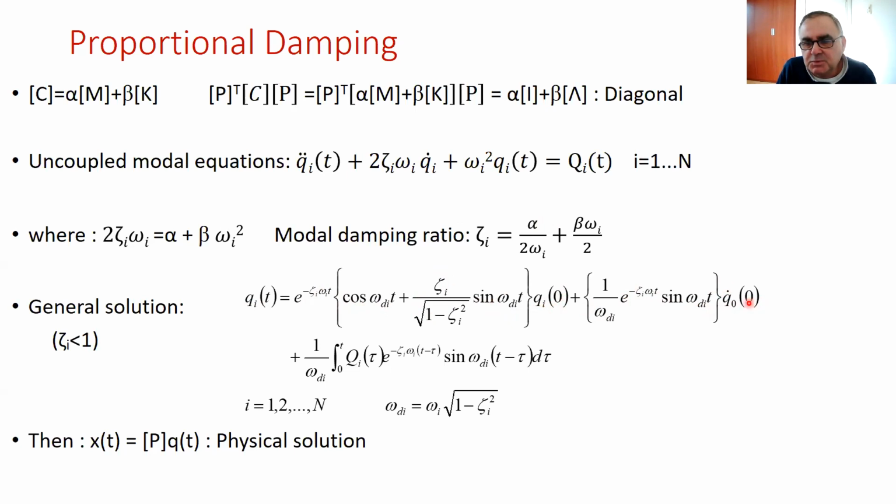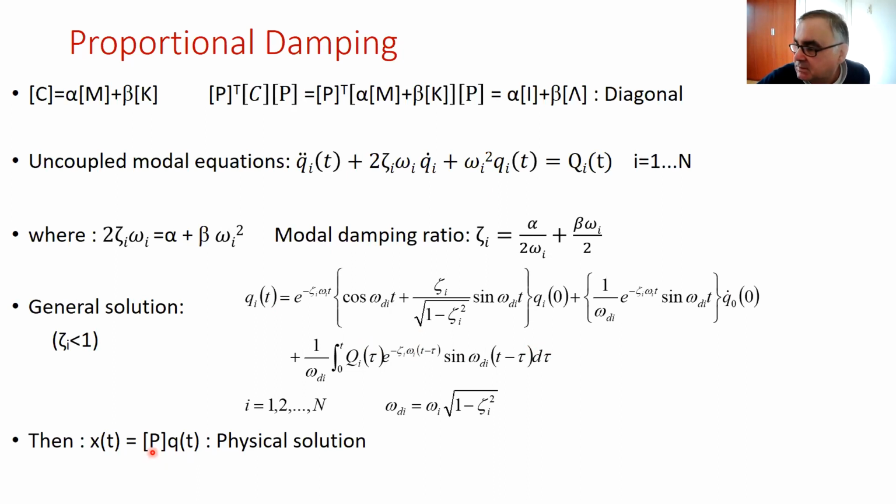This part is the response to the initial condition Qi 0, okay? And this is the response to capital Qi, which is the generalized force with respect to the ith generalized coordinate or ith modal coordinate. So this is the very general solution from which you can obtain the physical solution by back transforming to the physical system. Okay, this is possible to do.